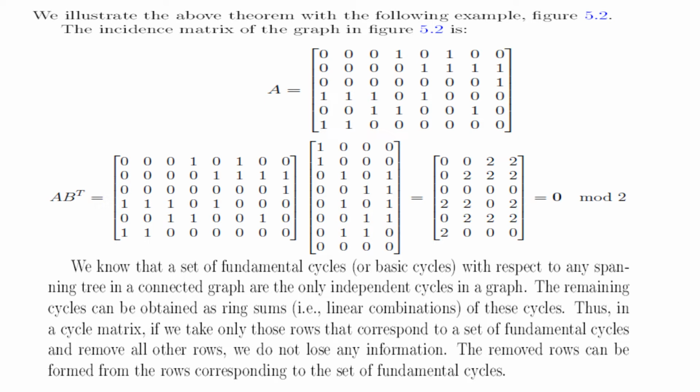We know that a set of fundamental cycles, or basic cycles, with respect to any spanning tree in a connected graph are the only independent cycles in a graph. The remaining cycles can be obtained as ring sums of these cycles, that is, the linear combinations of these cycles. Thus, in a cycle matrix, if we take only those rows that correspond to a set of fundamental cycles and remove all other rows, we do not lose any information. The removed rows can be formed from the rows corresponding to a set of fundamental cycles.